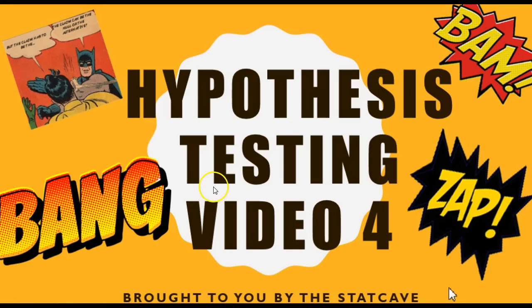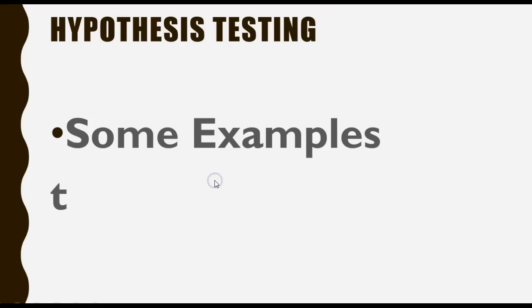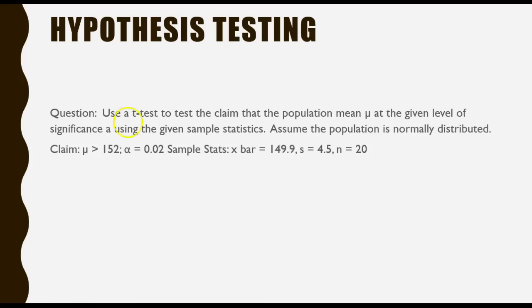This fourth video of this series on hypothesis testing, we're going to look at some t examples. This first question says, use a t-test to test the claim that the population mean mu at the given level of significance alpha using the given sample statistics. I should have made that a Greek A, but I'm only human. Assume the population is normally distributed.